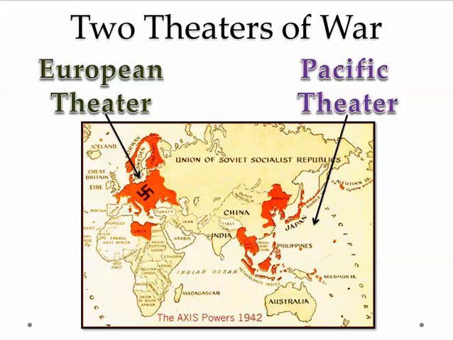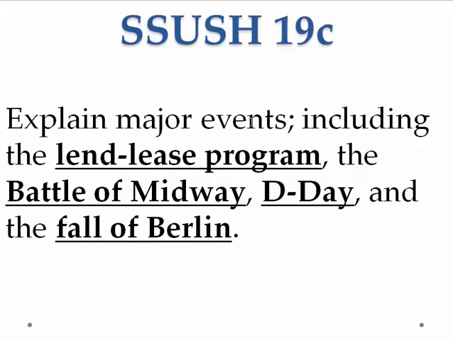Okay. So I think we've met our objective here. I know this is a long video, but it's a lot of stuff in here. Explain major events, including the Lend-Lease program, the Battle of Midway, and D-Day, those two being turning points. Midway is the Pacific turning point. D-Day is the European turning point. And then the fall of Berlin, VE Day, or Victory Over Europe. The European theater comes to an end in World War II.